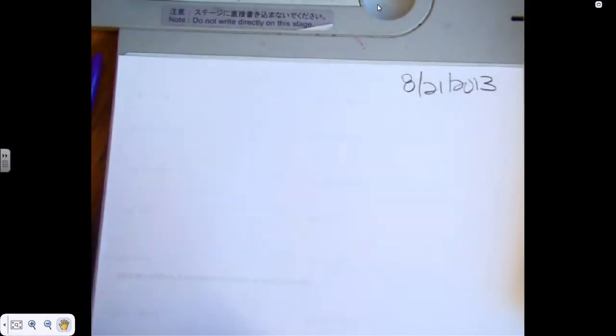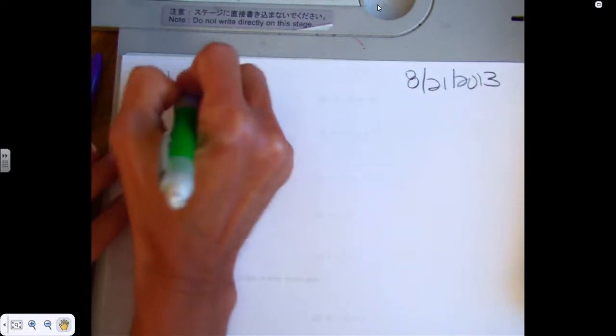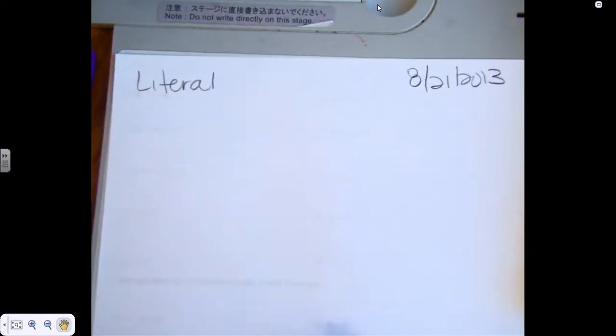Sorry guys, today's Wednesday the 21st, and here are your notes for this evening. Make sure you write them down in your composition book. As you know, we will check to make sure you have.